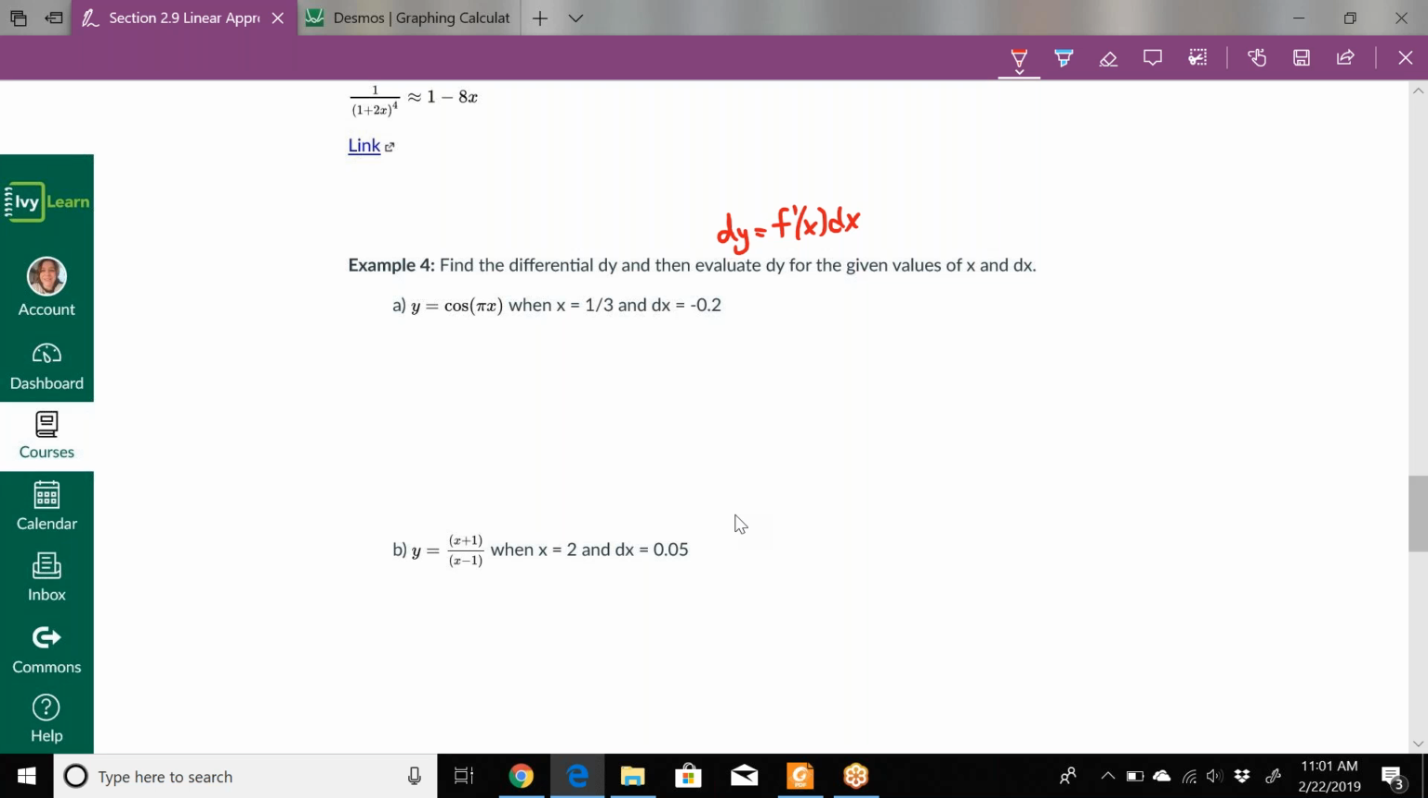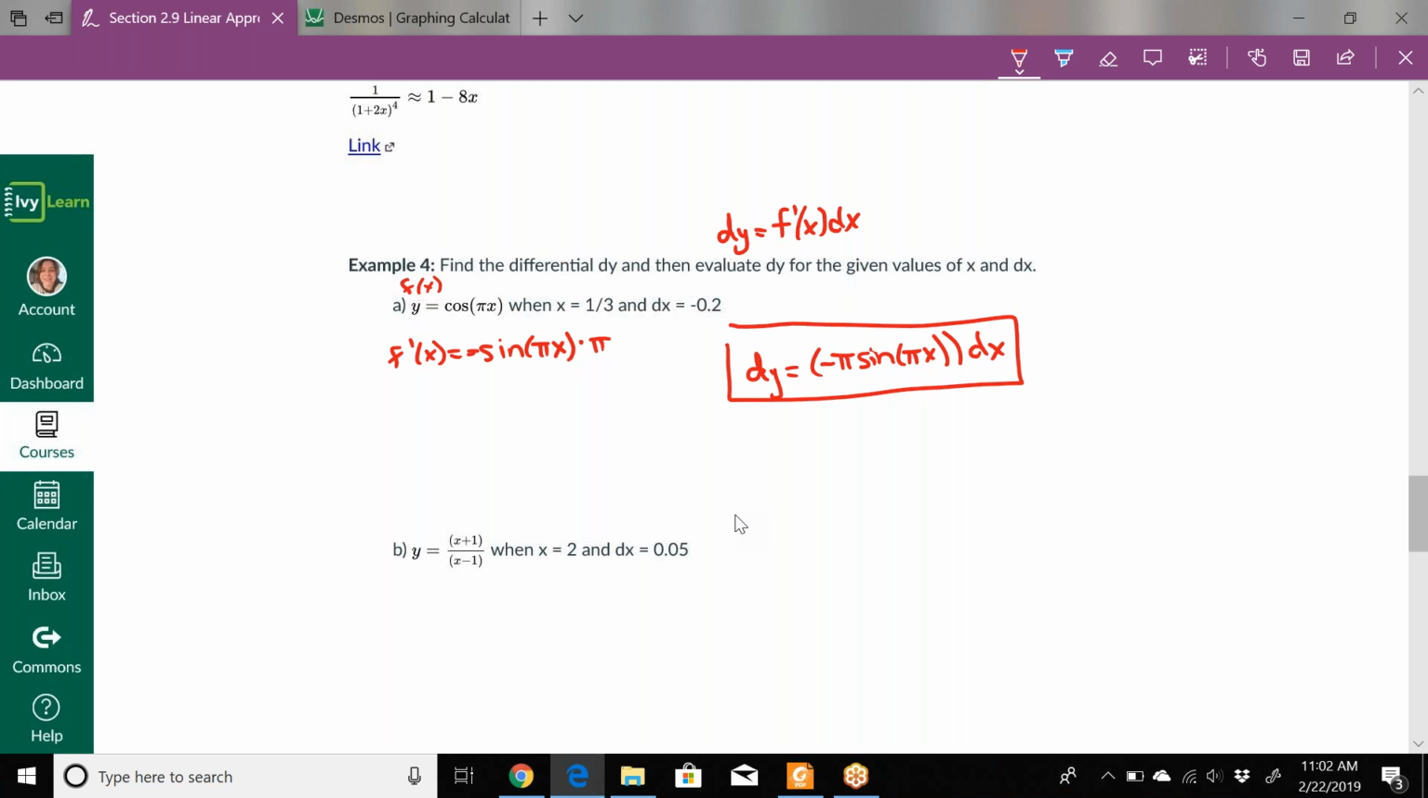So let's take the derivative of this, because this is like our f of x here. If we take the derivative of that, that would be negative sine pi x. And because of the pi inside there, we have a chain rule of pi. So that means that dy can be rewritten as negative pi sine pi x dx. Okay, so there's dy. That's the first portion of this problem.